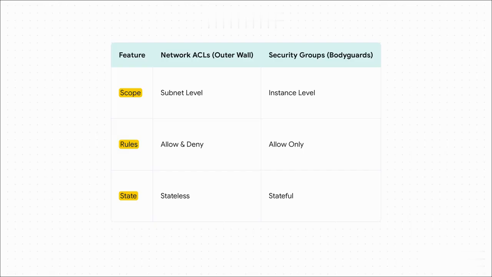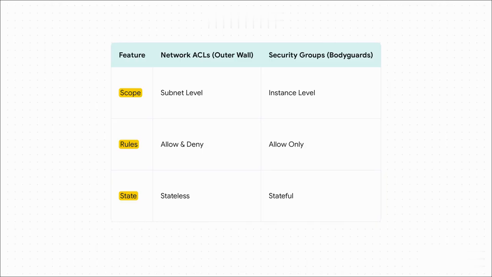Network ACLs, as you can see, are like the fortress's big outer wall. They guard entire neighborhoods, or subnets, and they have really strict allow and deny lists. They're also what we call stateless, which is just a fancy way of saying they have a terrible memory. They don't remember who they let in, so you need a rule for traffic coming in and another for traffic going out.